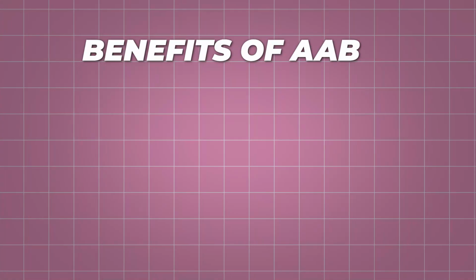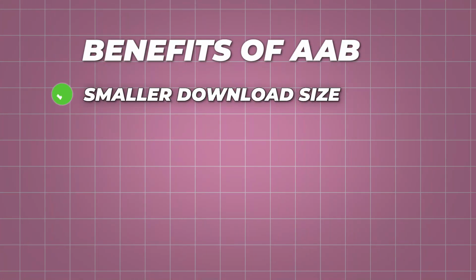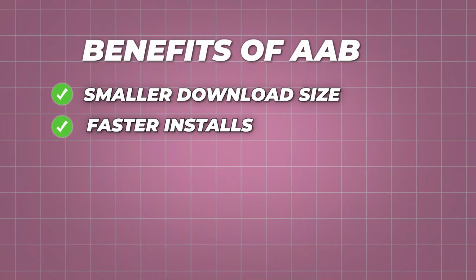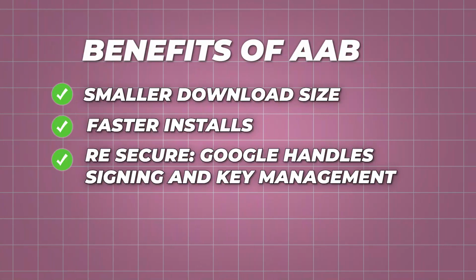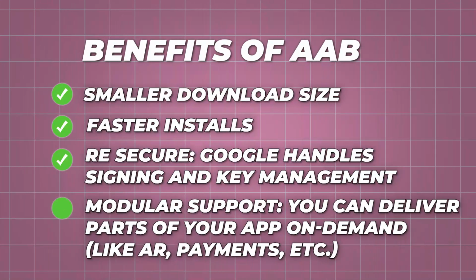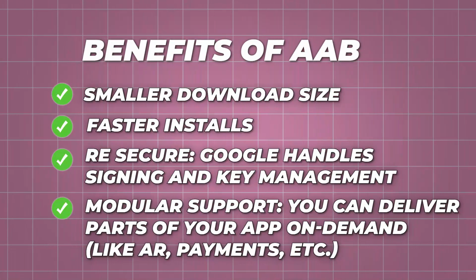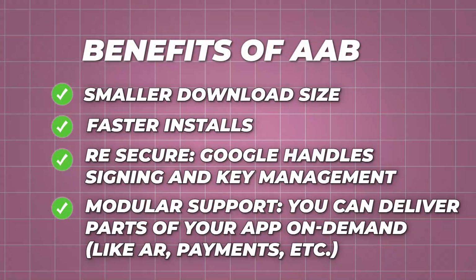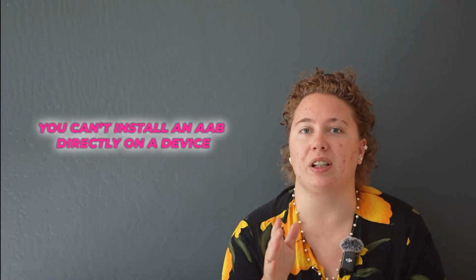So what are the benefits of AAB? Smaller download size, faster installs, more secure. Google handles signing and key management. Modular support. You can deliver parts of your app on demand, like AR, payment, etc. Downsides of AAB. Yep, there are a few. You can't install an AAB directly on a device. You have to build an APK from it first. Debugging manually is more complex. You're more dependent on Google because now they handle the final APK generation.